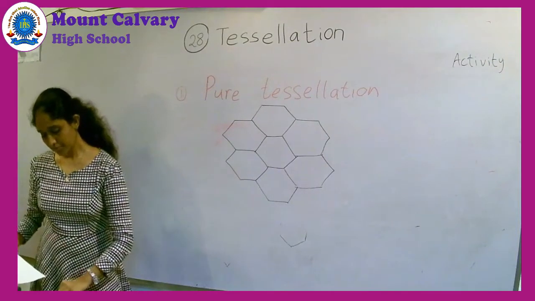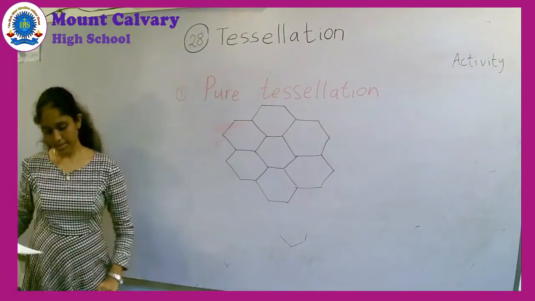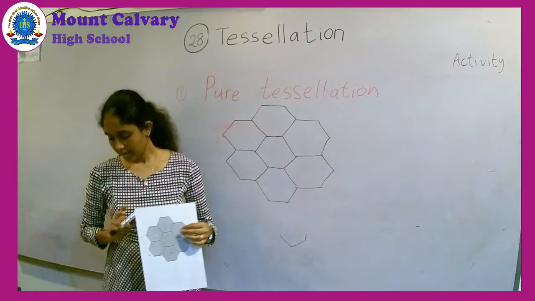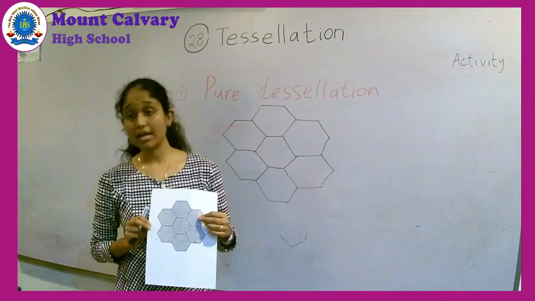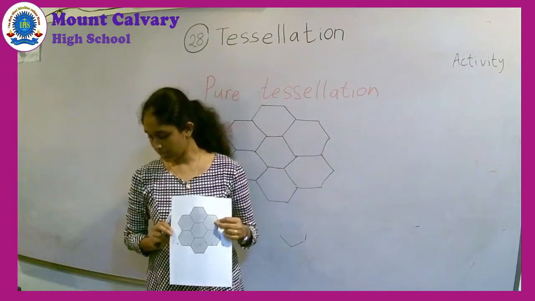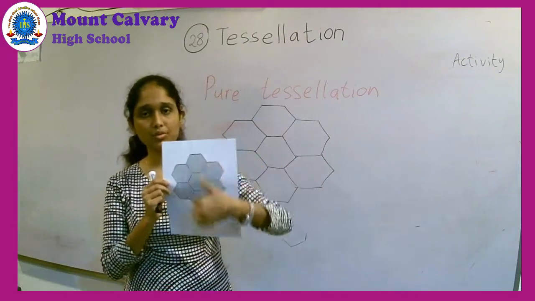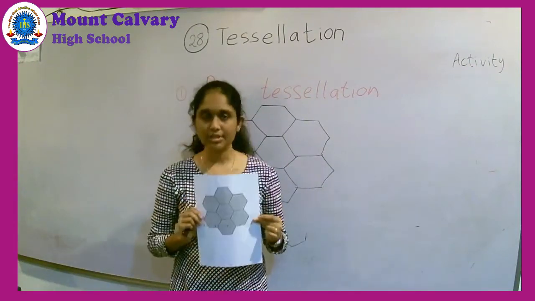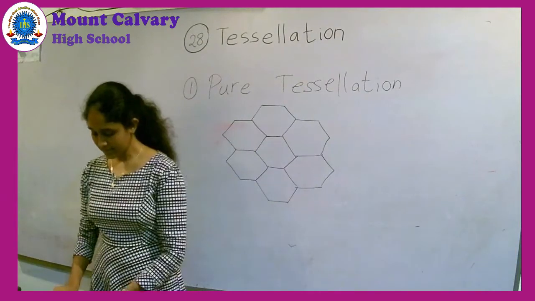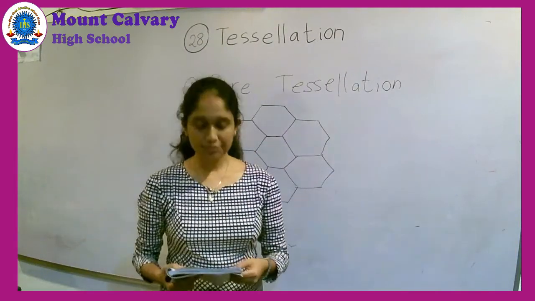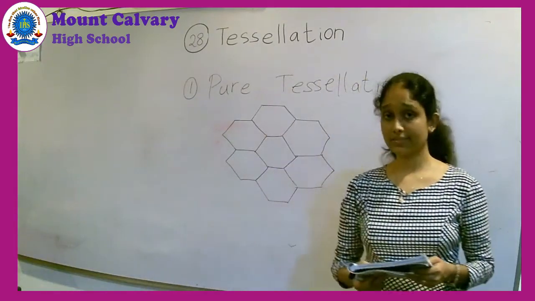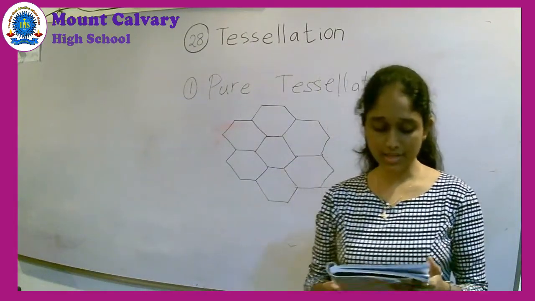So now, again I am explaining the theory. Yes, tessellation that is done using just one shape is called a pure tessellation, right? So there is only one shape, therefore this is a pure tessellation. Okay, dear children. So under the definition of a pure tessellation, you have activity 3, right?